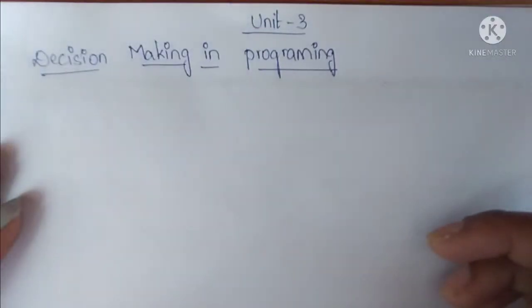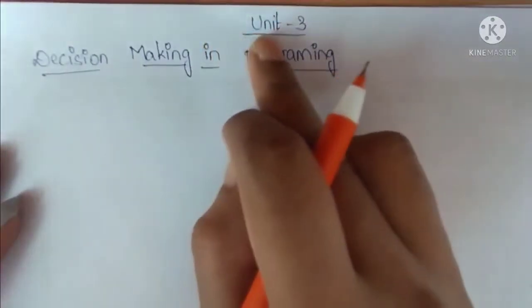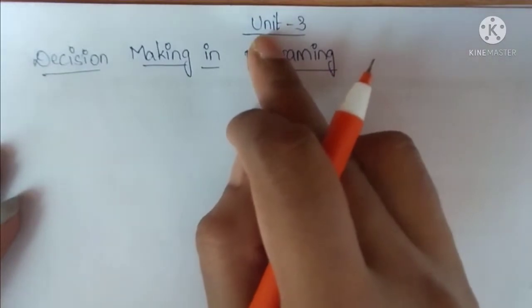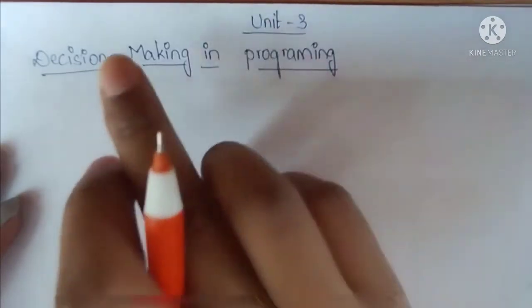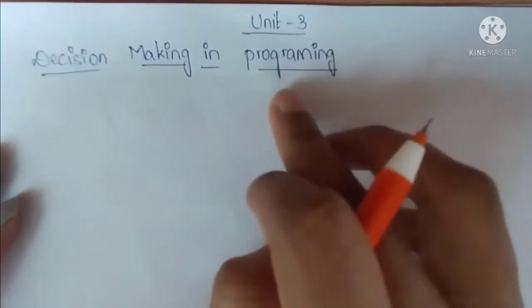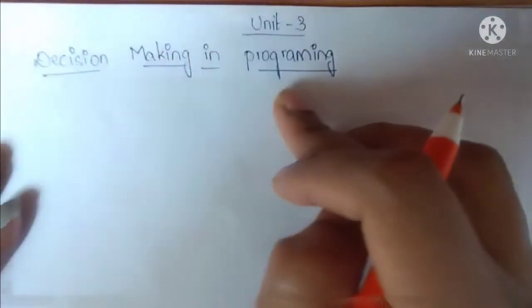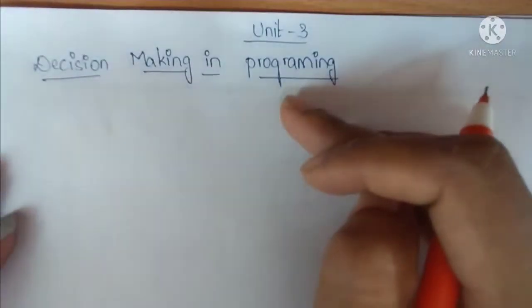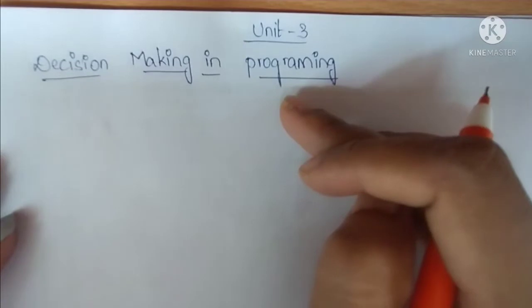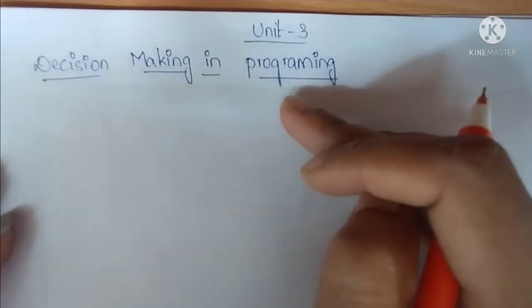In this video, we will discuss the third unit in the programming in C concept, that is decision making in programming. So, how to make decisions in programming languages? We'll see now. Okay, a decision making statement depends on a condition, whether a block needs to be executed or not.